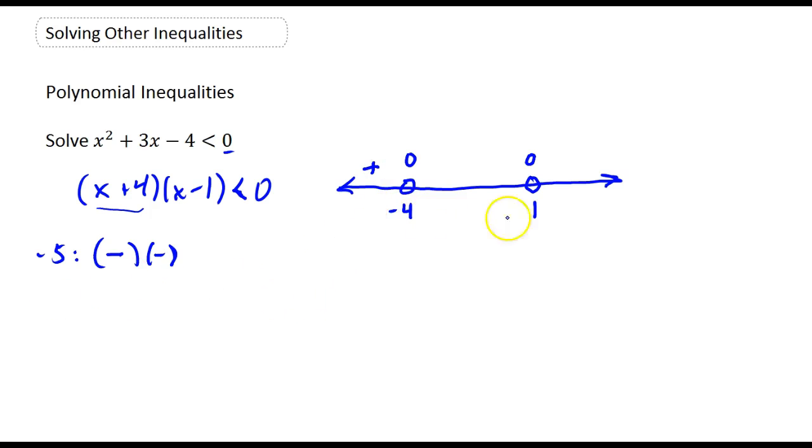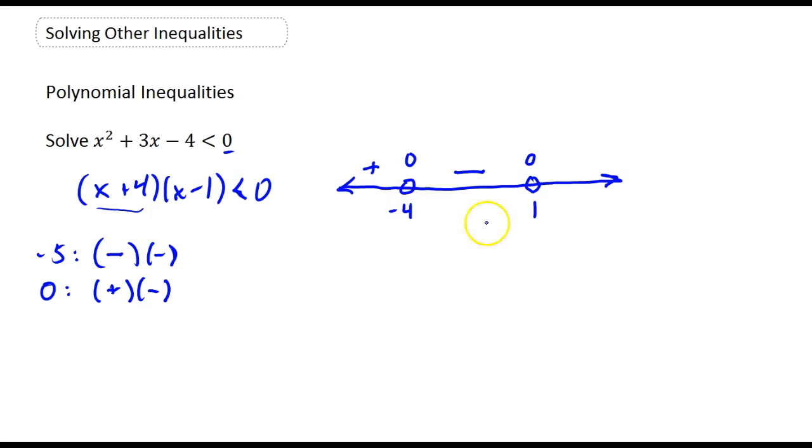Now let's pick a point between -4 and 1. Well, how about 0? Okay, 0 plus 4 is positive. And 0 minus 1 is negative. Positive times a negative is negative. So any number between -4 and 1 will give me a negative result.